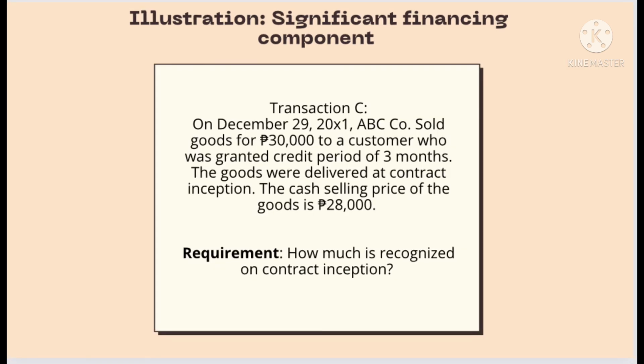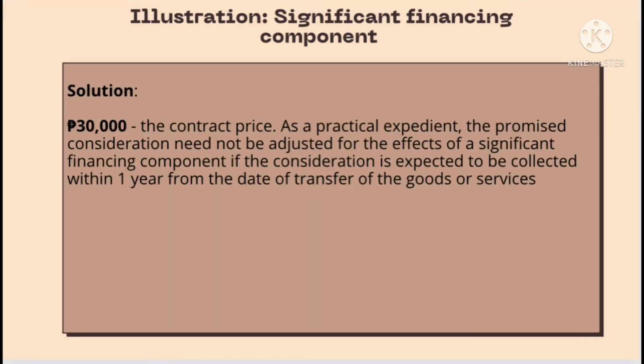711,780. On transaction C, on December 29, 20X1, ABC sold goods for $30,000 to a customer who was granted a credit period of 3 months. The goods were delivered at contract inception. The cash selling price of the goods is $28,000. The revenue recognized is $30,000, the contract price.